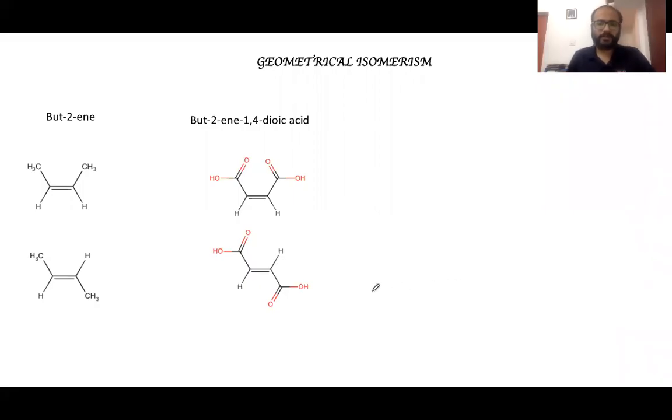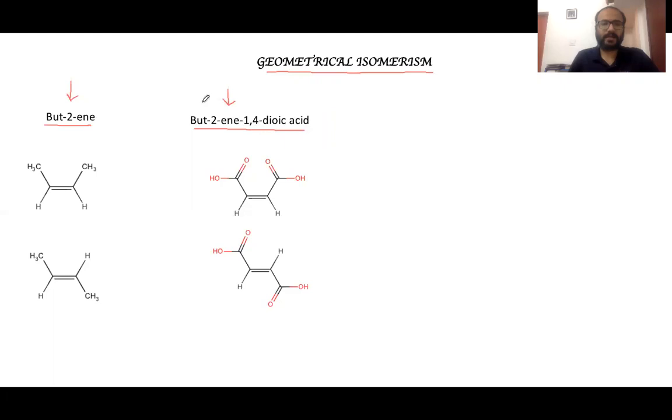Good morning, everyone. So today we will continue our discussion on geometrical isomerism. So we started with the definition of geometrical isomerism, and we tried to see certain examples. So in your syllabus, you have two molecules that you have to study, their geometrical isomerism. So butene and butene 1,4-dioic acid.